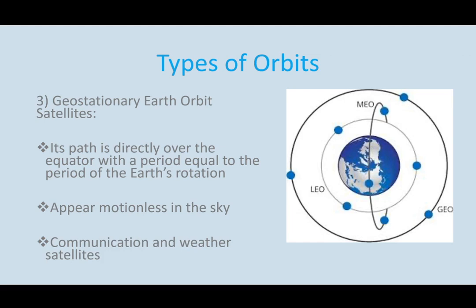Because they're so far away, they have the ability to cover a large amount of space on Earth. And again, that's just a quick overview of what a satellite is and some of the different orbits they can take.